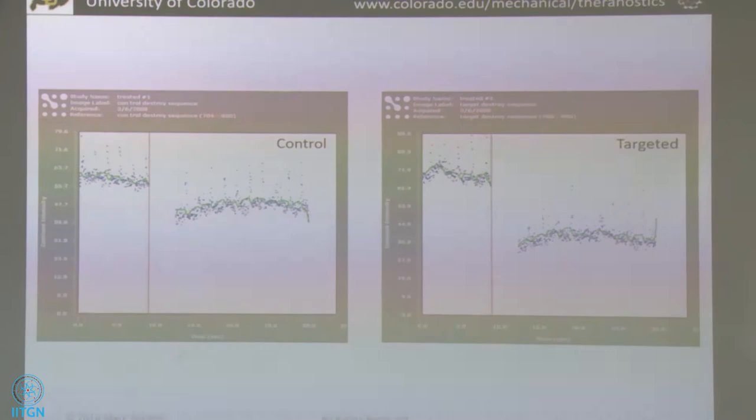And in this case, we're injecting bubbles that are targeted against angiogenesis. And we have a model where we know that there's active angiogenesis. We're testing the technology. So this is a proof of concept, and we're seeing what we expect to see.